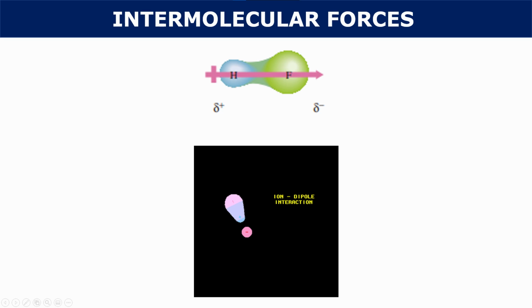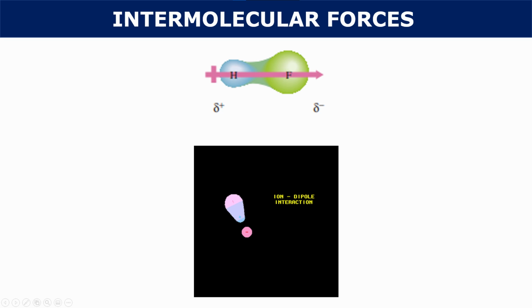Now, when you have some sort of dipole, you can simplify the diagram by putting a positive on one side and a negative on the other side. So in the case of the hydrogen fluoride here, the left side is positive and the right side is negative. And you can signify that using these symbols. This is a delta plus and a delta negative.